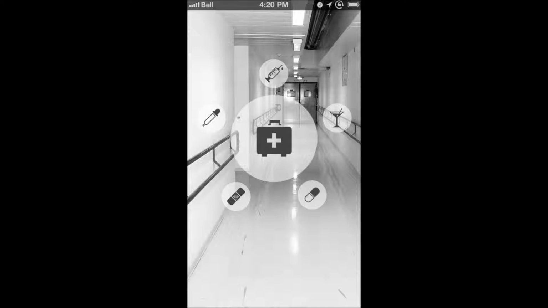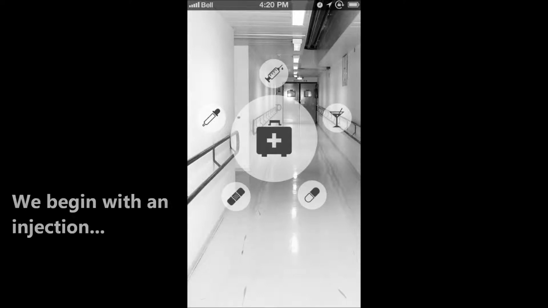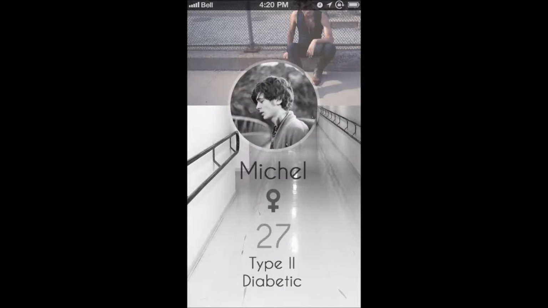Let's select the injection option. We will calculate the dose of an injection. This is our patient, Michel. He is 27 years old, male, and diabetic.